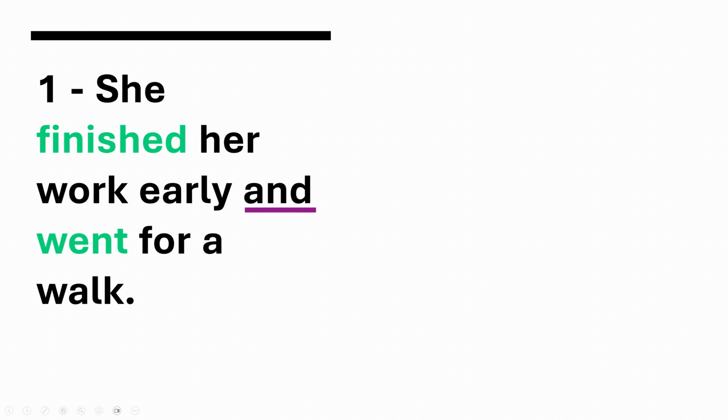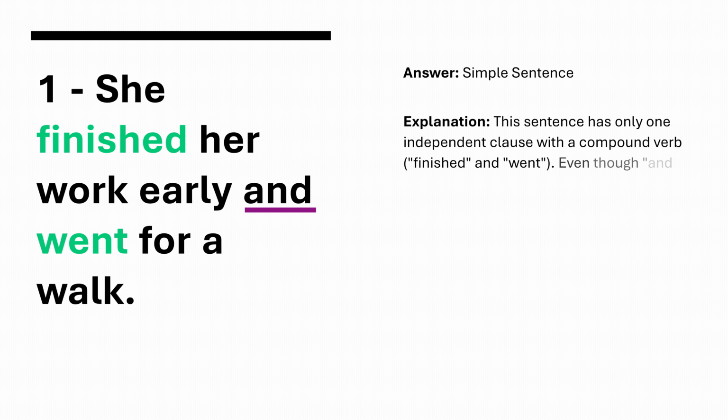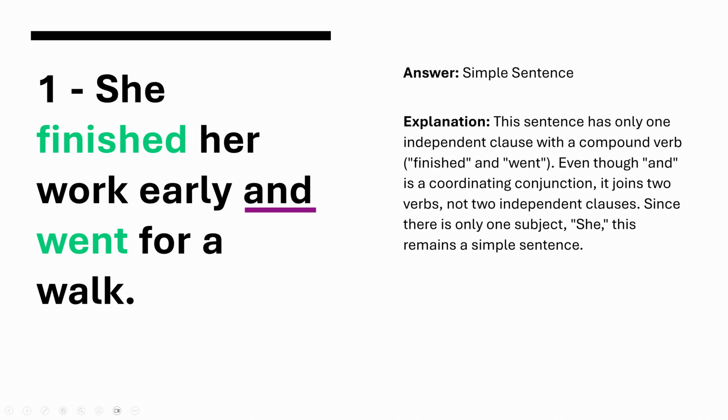Now we have a possibility that this is a compound sentence. But if you said that, there will be a little mistake, because this sentence does not combine two full complete ideas. It just combines two verbs. You see here, finished and went. The same subject is responsible for the two clauses here, and it's not used again, just used one single time. So this is a simple sentence, not a compound one.